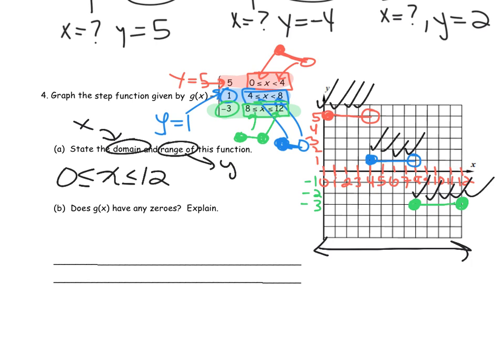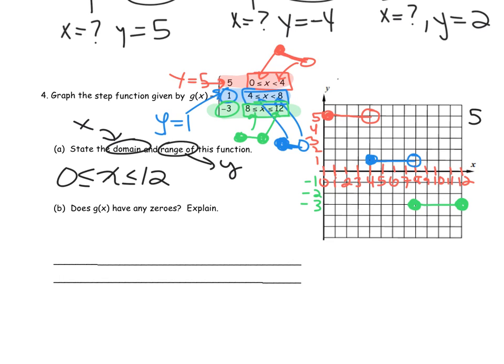Range is y. So let's take a look at those y values. Now, if we look at the y values, I only have y values at 5, 2, and -3. So my range is the set of y values that includes -3, 2, and 5. We use the squiggly brackets. Do not use parentheses. That would be wrong. So use the squiggly brackets.